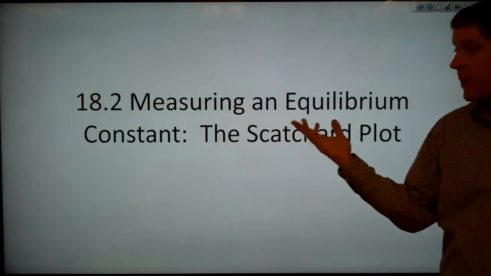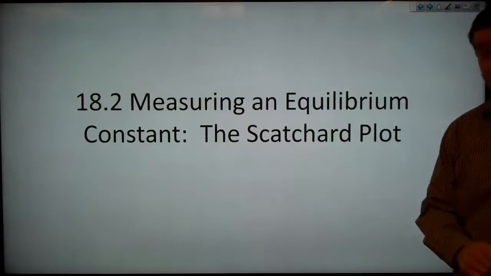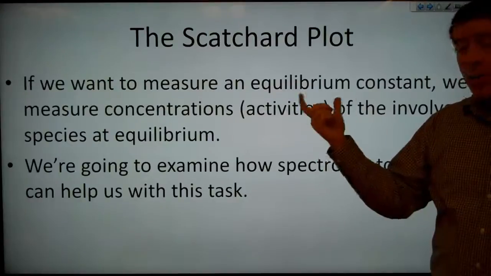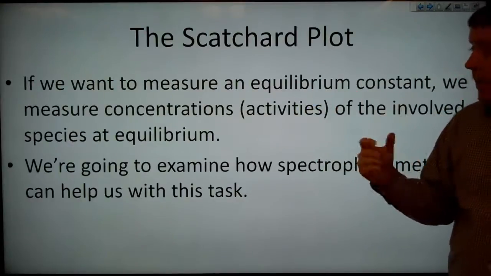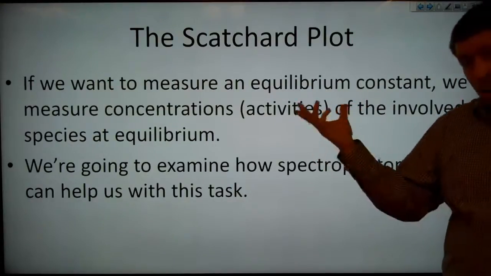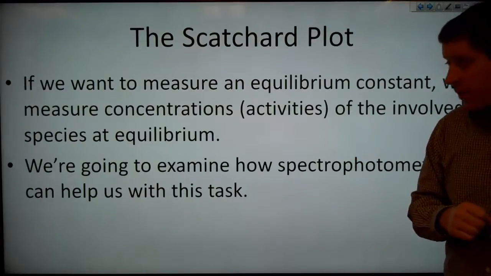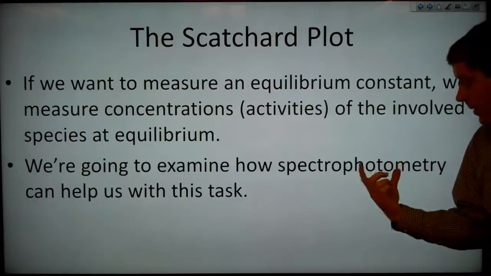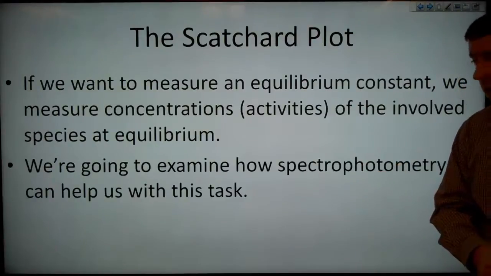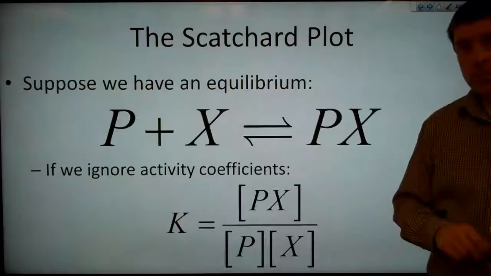Welcome to Measuring an Equilibrium Constant, the Scatchard Plot. If we want to measure an equilibrium constant, then we measure concentrations, really activities, of the involved species at equilibrium. Now we're going to examine how spectrophotometry can help us with this task.